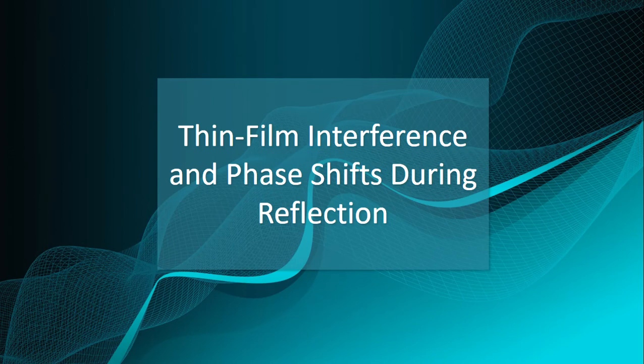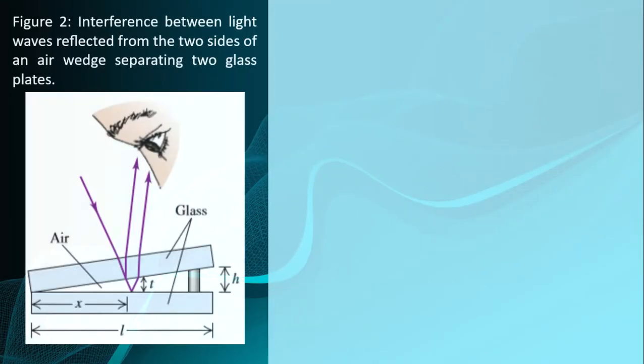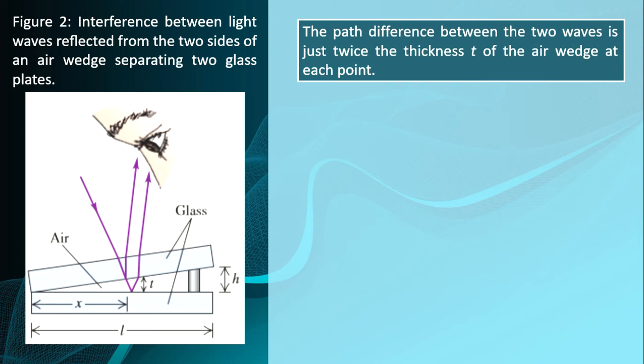Thin film interference and phase shifts during reflection. We have here a figure of the interference between light waves reflected from the two sides of an air wedge separating two glass plates. Take note that the angle and thickness of the wedge are exaggerated for clarity. According to our statements a while ago, we should expect that the path difference between the two waves is just twice the thickness T of the air wedge at each point. So this one.